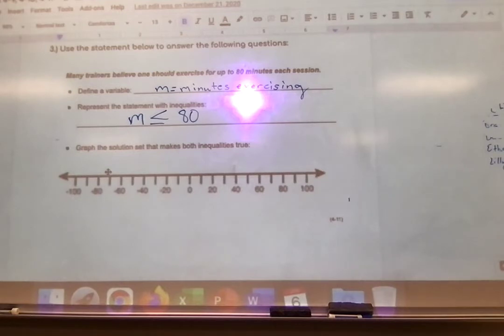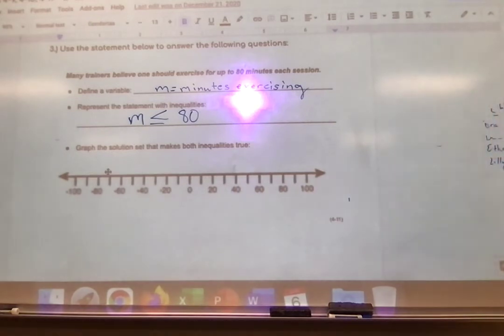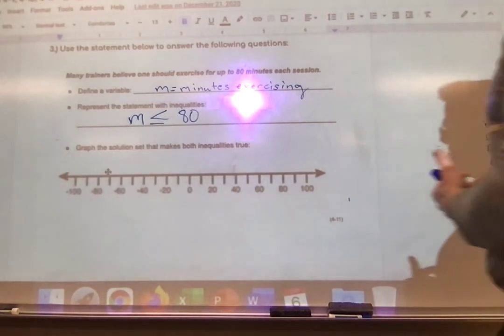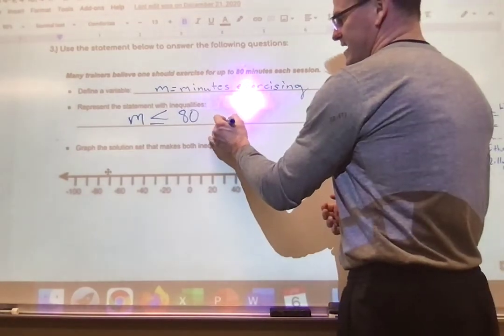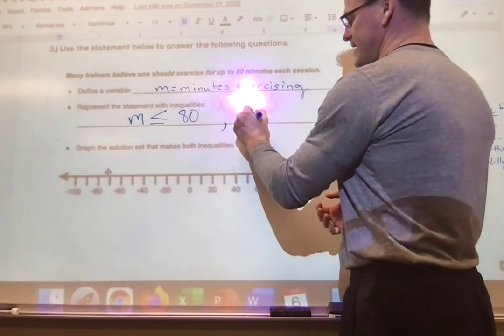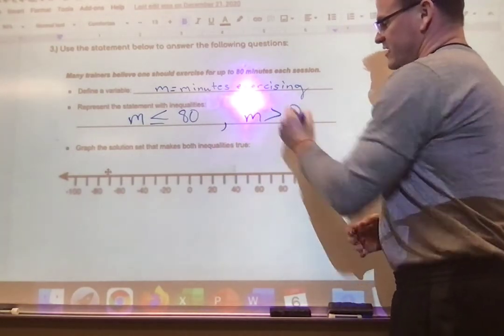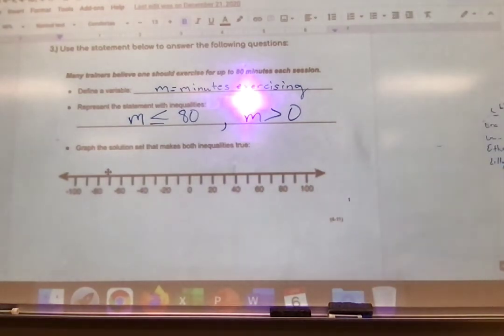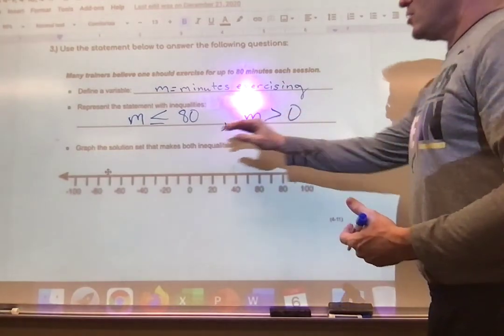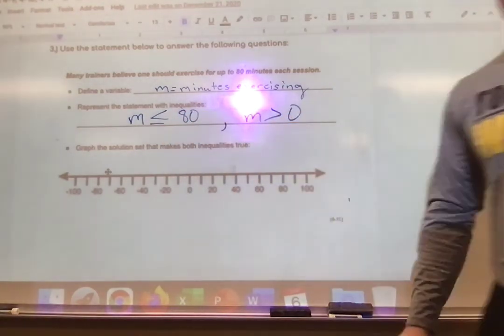This is where it gets a little tougher though, because you have to think about some constraints. We need to add more than that, because we can't exercise negative minutes, or even 0 minutes. So I'm going to add another one. At the same time, m has to be greater than 0 minutes, because you can't have negative minutes exercised. So yes, it has to be less than or equal to 80, but at the same time it has to be greater than 0.